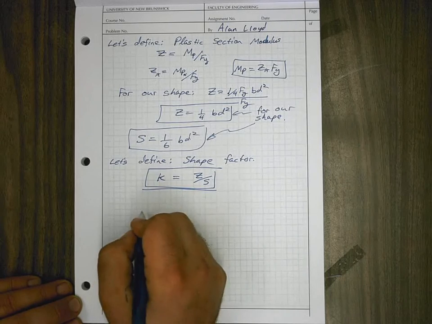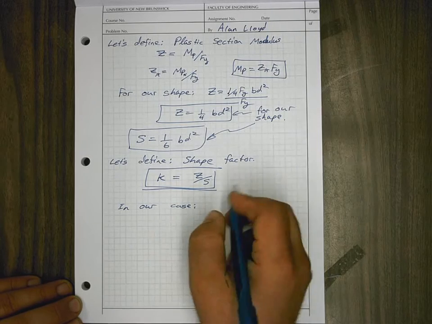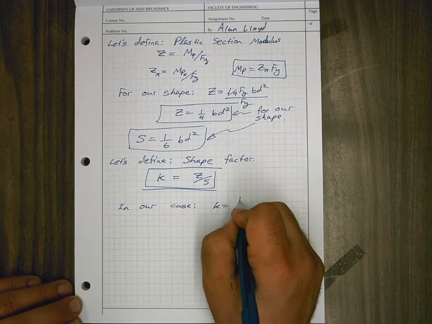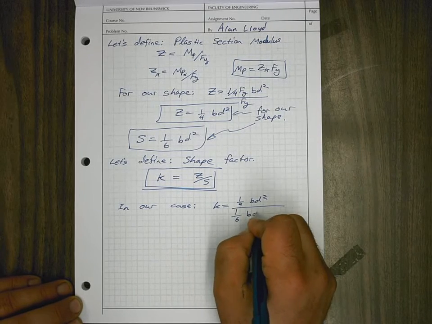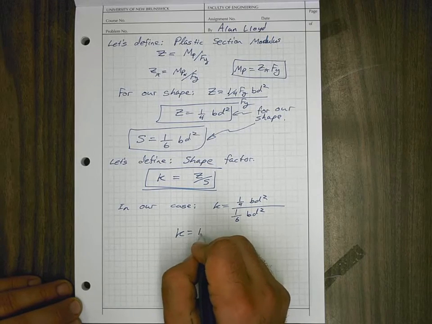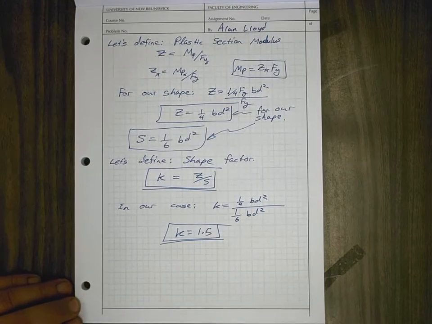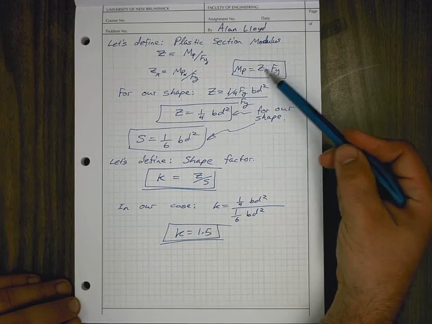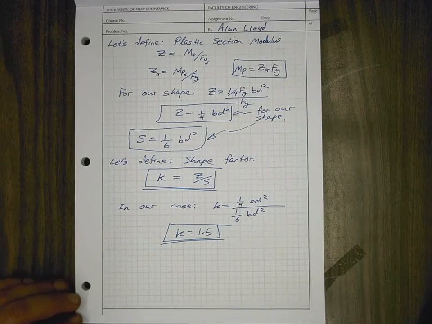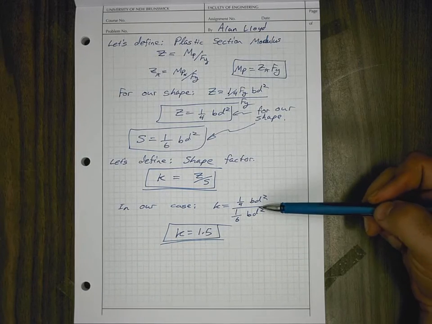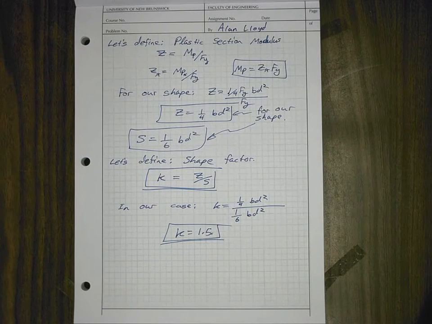And in our case, we had K is equal to 1/4 b d squared over 1/6 b d squared. And K is equal to 1.5. And if we look back at how we calculate moment, moment is the section modulus times a stress, we can say that this would allow us to directly compare moments. So in this case, the plastic moment capacity is 1.5 times higher than the elastic moment capacity for a rectangular section.